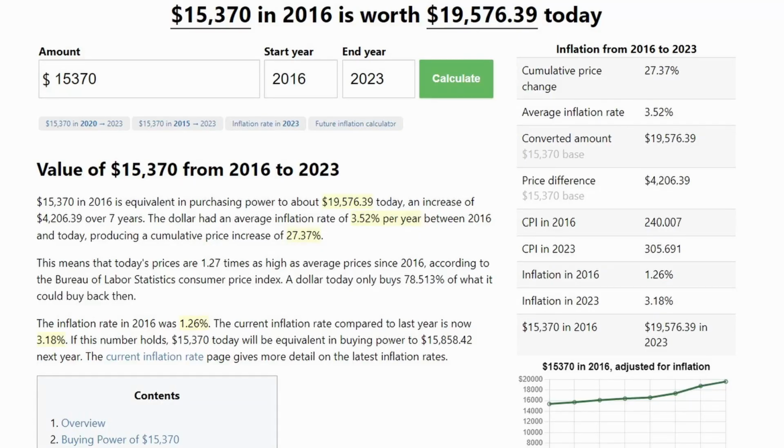You better be making a lot of money when you're 55 if you haven't invested anything for retirement at age 67. And then we have our last and final scenario. Someone who waited until they were 60 years old to start investing. They would need to invest $15,370 per month starting in 2016. $15,370 in 2016 is equal to $19,576 in 2023. Good luck with that.